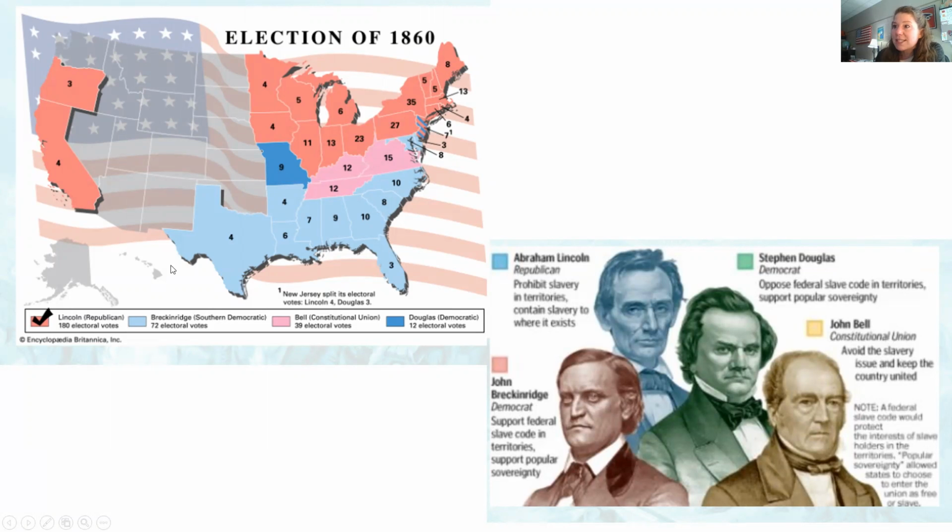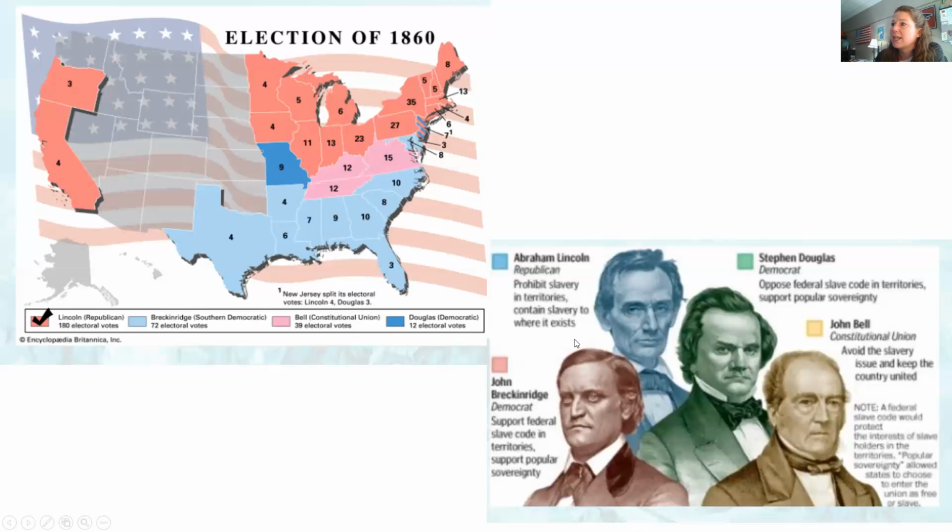Now, Texas, look at Texas. Breckinridge won Texas, which only got 4 electoral votes. Today, that would be 38 electoral votes. Abraham Lincoln did not win the majority of the popular vote. He got only about 45% of it, but he had 180 electoral votes, and back in 1860, you only needed 152 to win.